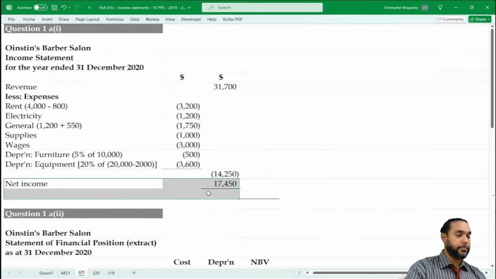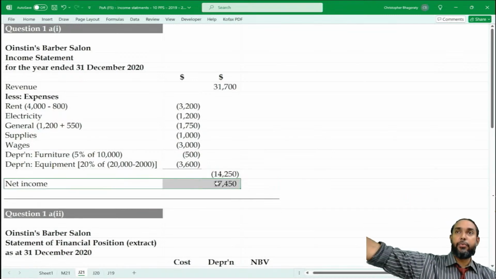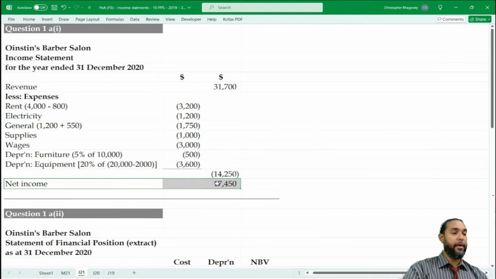Any questions on what I did with the expenses specifically? Like how I treated the accrual or prepayment or the depreciation? Okay. All right. Cool. And then when you finish, copy it down, right?